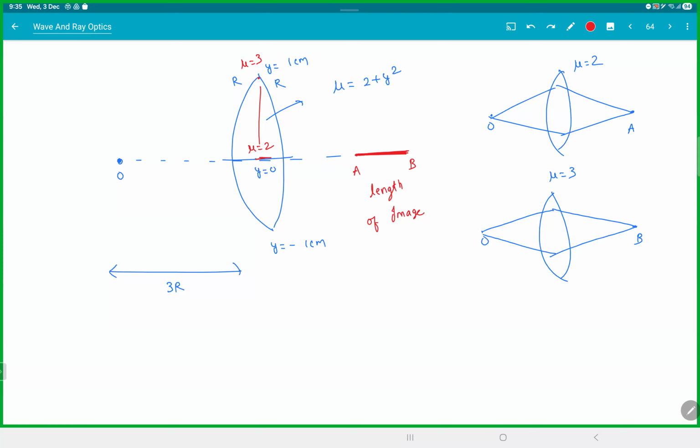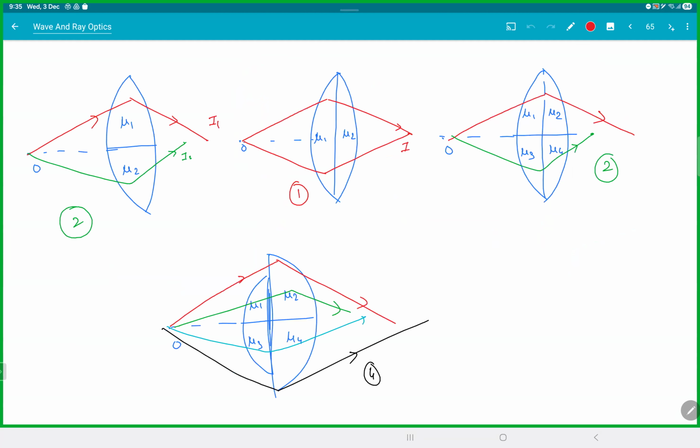Is that clear, everyone? So these are some pretty good ones. Not tough, but theoretical stuff.